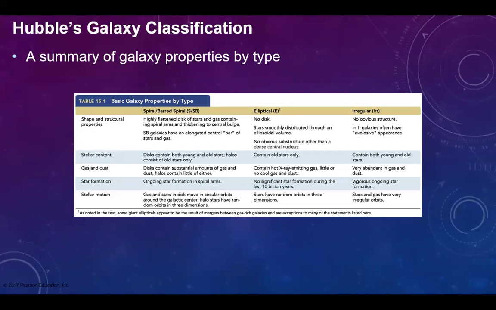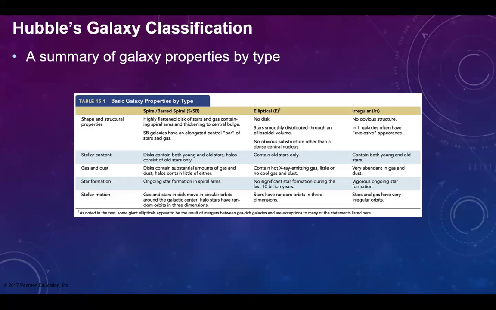Elliptical galaxies have no disk. Stars are smoothly distributed throughout an ellipsoidal volume. There's no obvious substructure other than a dense central nucleus. There are a lot of stars in them. They contain old stars only. They do contain hot X-ray emitting gas and little or no cool gas and dust. They've had no significant star formation during the last 10 billion years or so, and stars have random orbits in 3 dimensions. So elliptical galaxies and the halos of spiral galaxies are kind of similar.